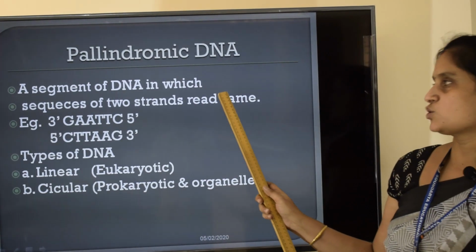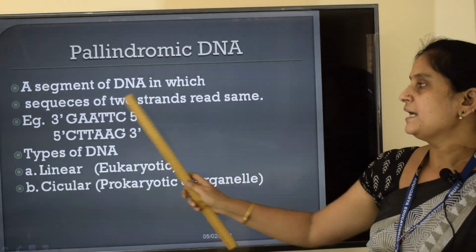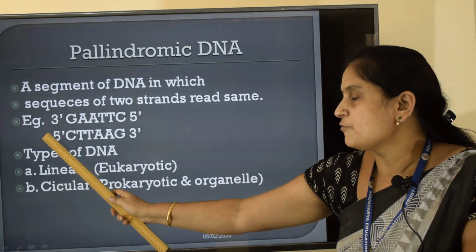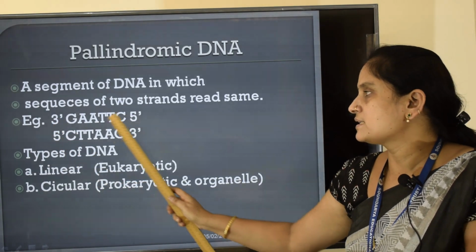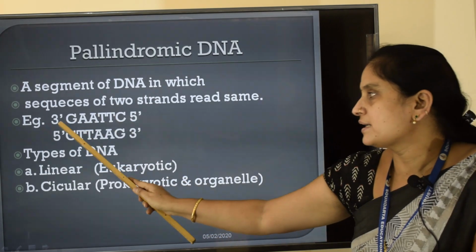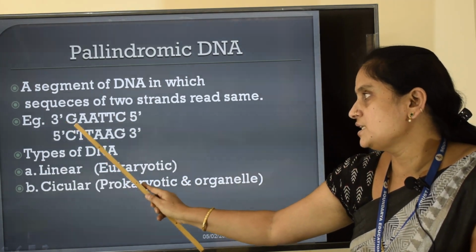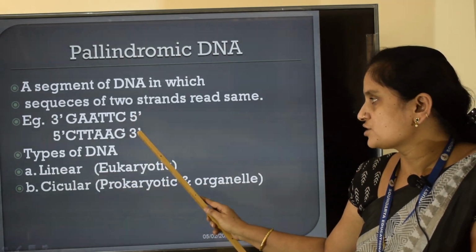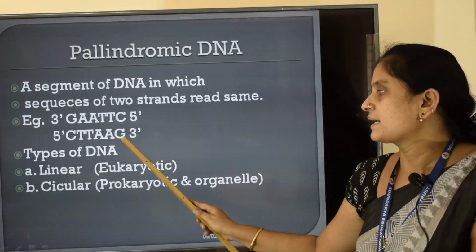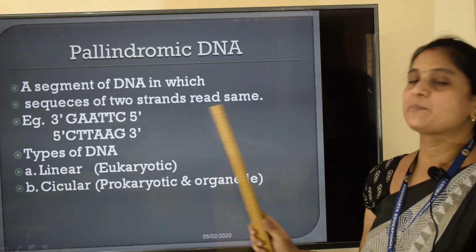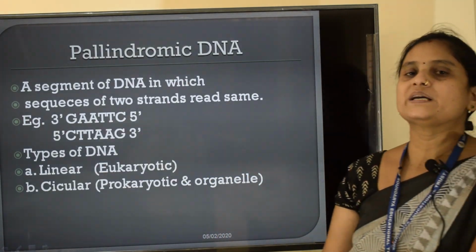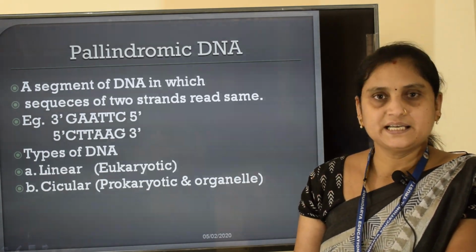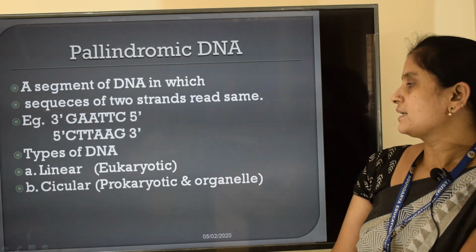What is the meaning of palindromic DNA? It is a small segment of DNA in which the sequence reads the same in both strands. Here I have mentioned one example. In one strand, in the 3' to 5' direction, you can read the nucleotide sequence GAATTC. In the opposite strand, in the same 3' to 5' direction, it again reads GAATTC. Such a segment of DNA is called palindromic DNA, which has very important significance in recombinant DNA technology. We'll focus on it in later classes.